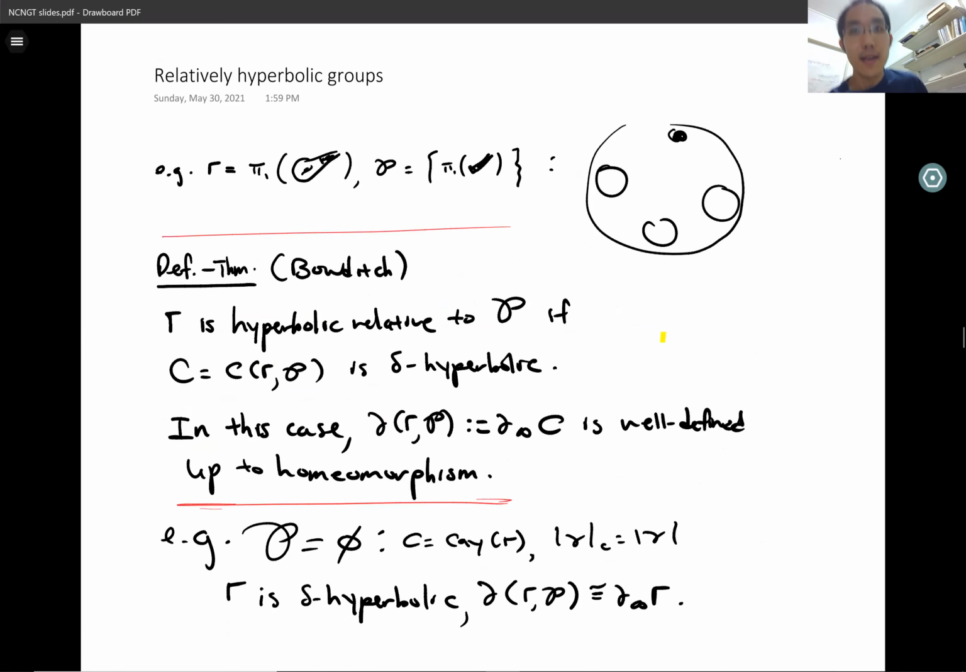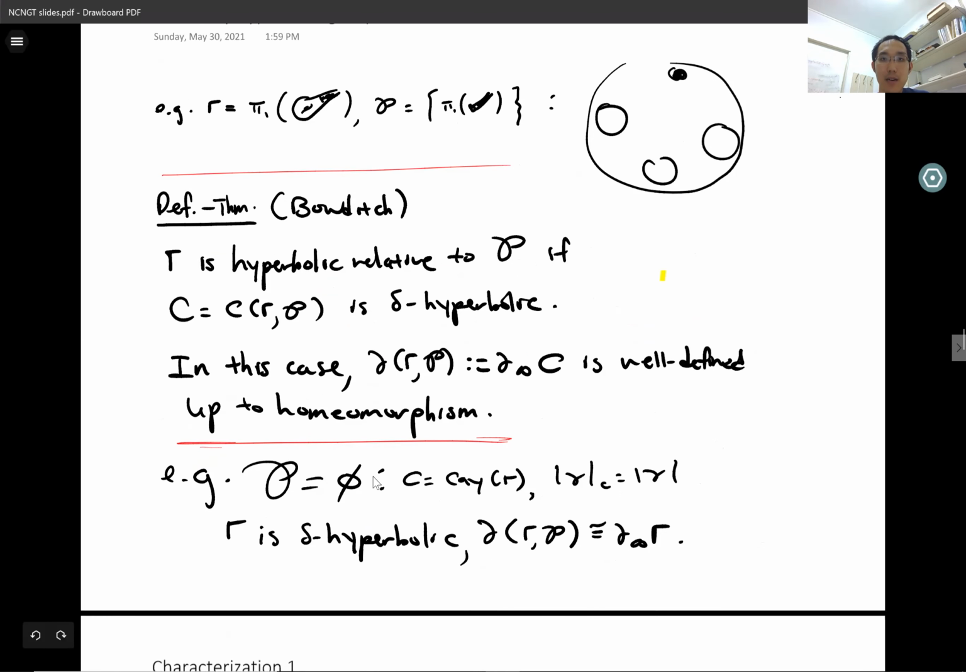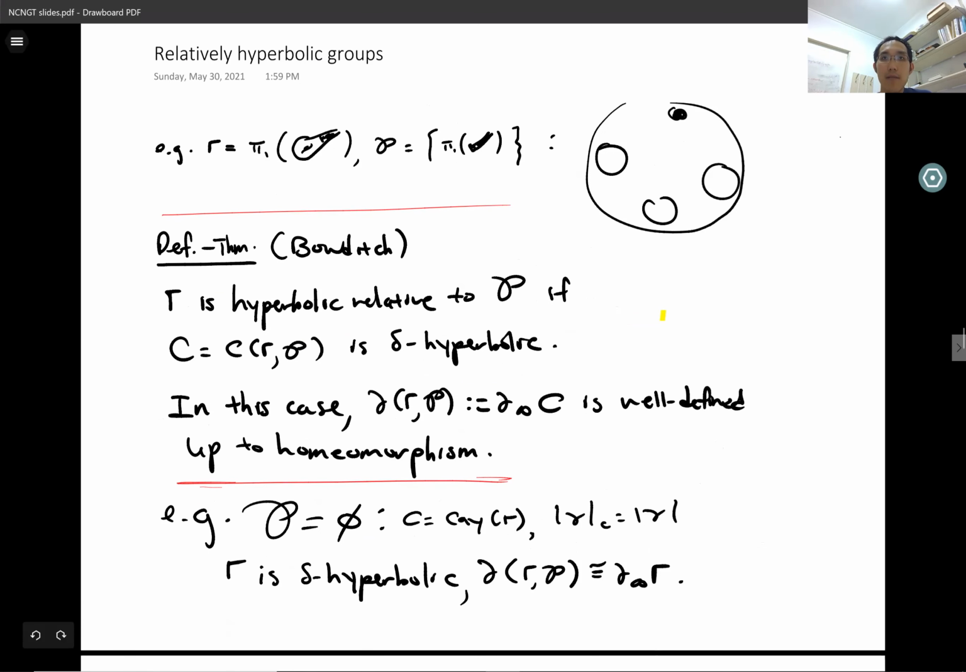Okay, something else that relatively hyperbolic groups have that will be useful to us is a good notion of boundary. So if gamma is hyperbolic relative to curly P, then there's a topological space, sometimes called the Bowditch boundary, associated to gamma and curly P, which can be defined as the Gromov boundary of any cusp space, which, remember, is going to be delta hyperbolic if our group is relatively hyperbolic. There are choices involved in the construction of C, but it is a theorem of Bowditch that this boundary is well defined up to homeomorphism, independent of those choices.